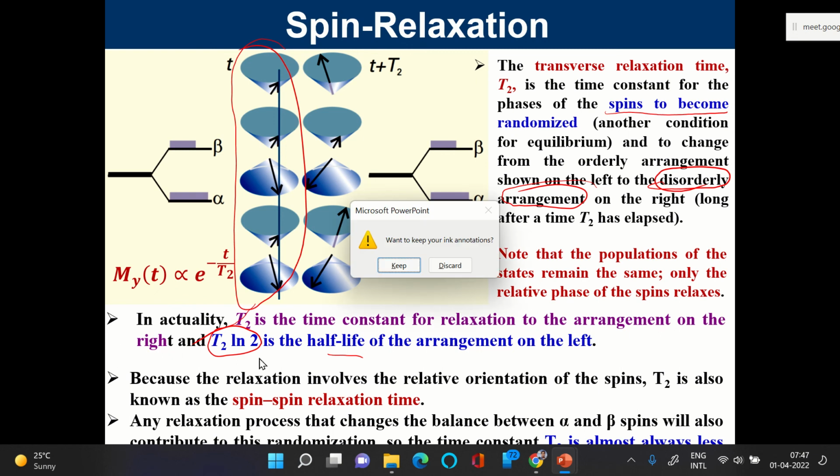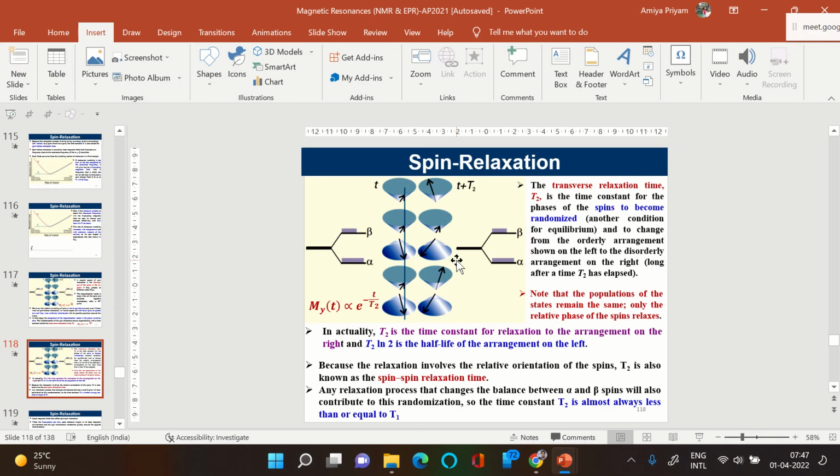So this is an important part. It is also to remember that T2 is almost always less compared to T1. T2 is always less because it's simple. You don't have to make much effort. It is just fanning out, just a randomization of the spins that you need to achieve. So T1 is longer, T2 is shorter, or sometimes it may be equal. Most of the time it is less.